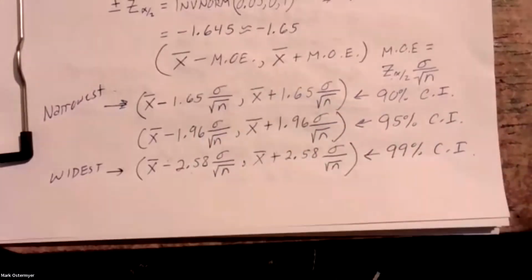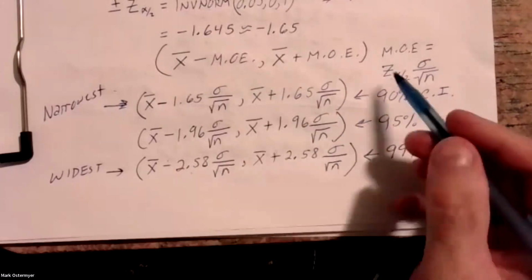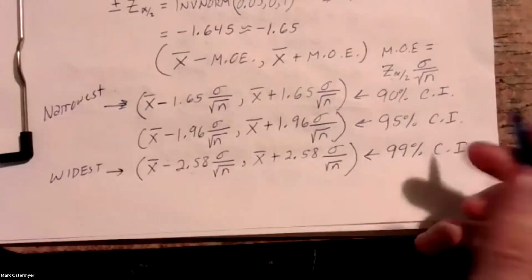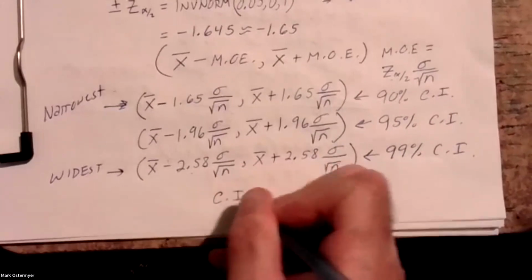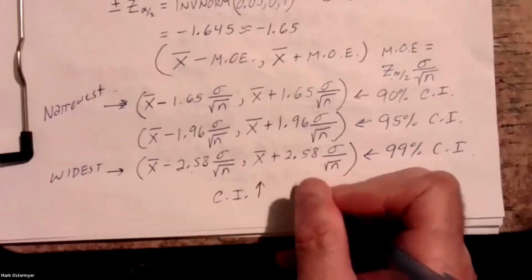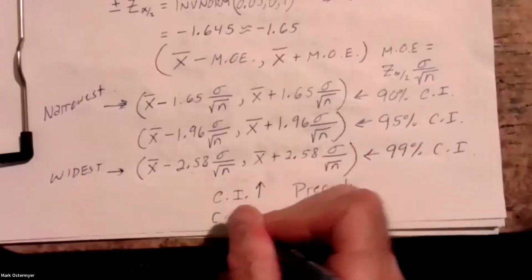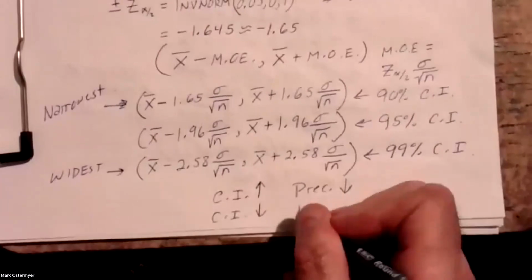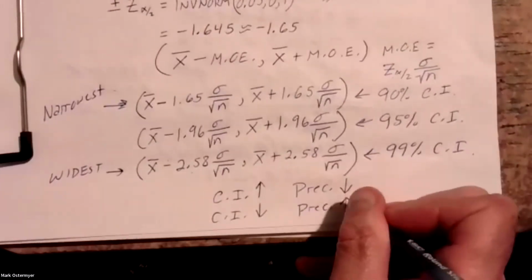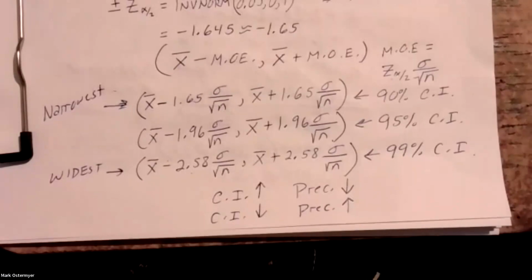So it's a trade-off between confidence and precision. When you increase your level of confidence, your precision goes down. You decrease your level of confidence, your precision increases. You see that there? So I have a question for you. How do we have our cake and ice cream and eat them both? How can we enjoy both luxuries of having a high level of confidence and also a high level of precision?